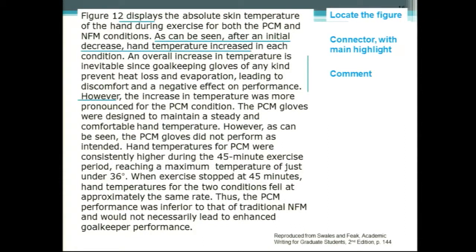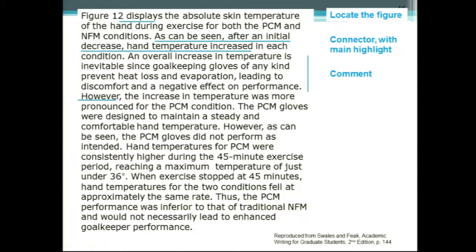Then we have this important word, "however." However is drawing the reader's attention to a problem here. It's a contrast. It's a good word to use to show that what is coming in the following sentence is a contrast to what I've just written. And the problem here was that the increase in temperature was more pronounced for the PCM condition.